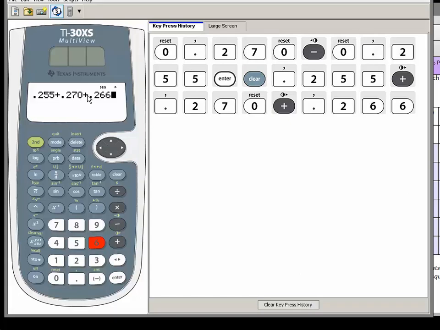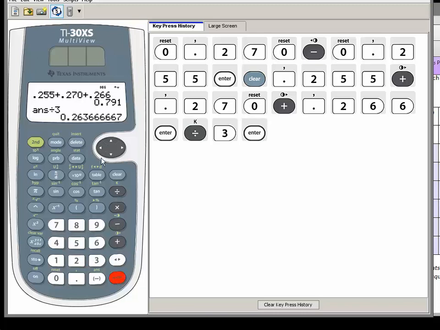Notice that I didn't have to type in the leading zero in each of these values. I'm going to press enter. This gives me my sum of the 3 values. I will now divide that total by 3. When I press enter, I get my result. I want to round this result to 3 decimal places. So the answer is 0.264.